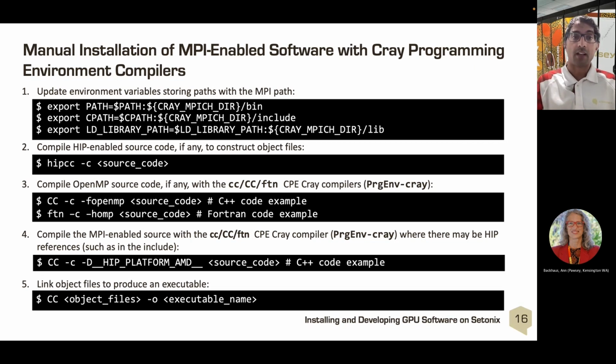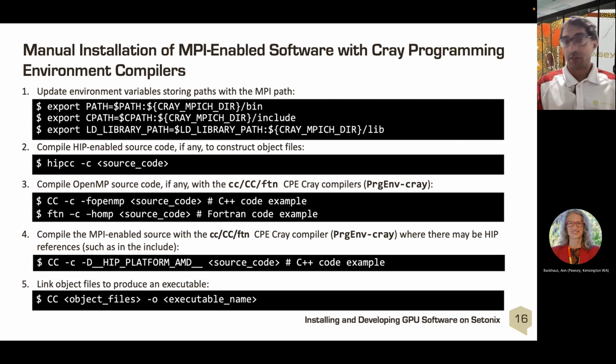You can then compile any HIP-enabled source code that doesn't have any MPI, just with hipcc. So you compile and you generate an object file. And you can also compile any OpenMP source codes with the Cray programming environment. So here I have cc -fopenmp for C. It happens to be C++, but that would also apply for C. For the Fortran compiler provided by Cray, it has a different set of flags. So to enable OpenMP, it's -homp. And then you would have object files that essentially allow OpenMP offloading.